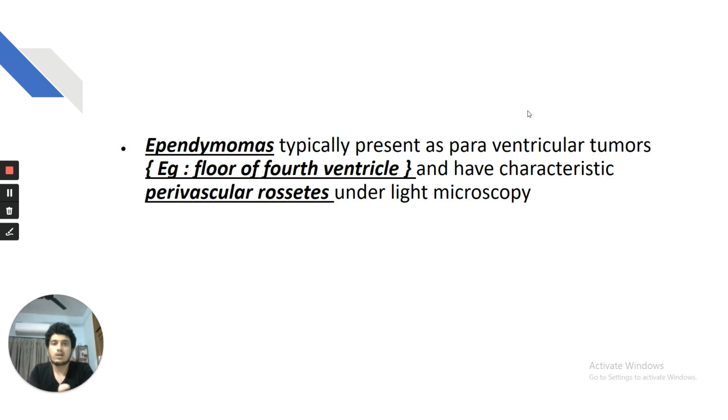As they are intraventricular tumors, they block the flow of the CSF, and they can lead to raised ICT and hydrocephalus in children. So, features of raised ICT and hydrocephalus are marked in ependymomas, and they are aggressive tumors of childhood. So, characteristic perivascular true rosettes are seen in ependymomas.